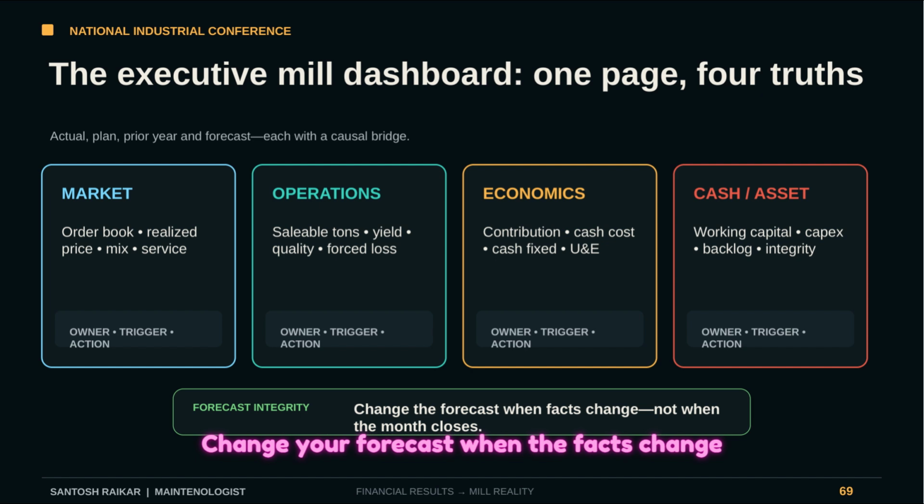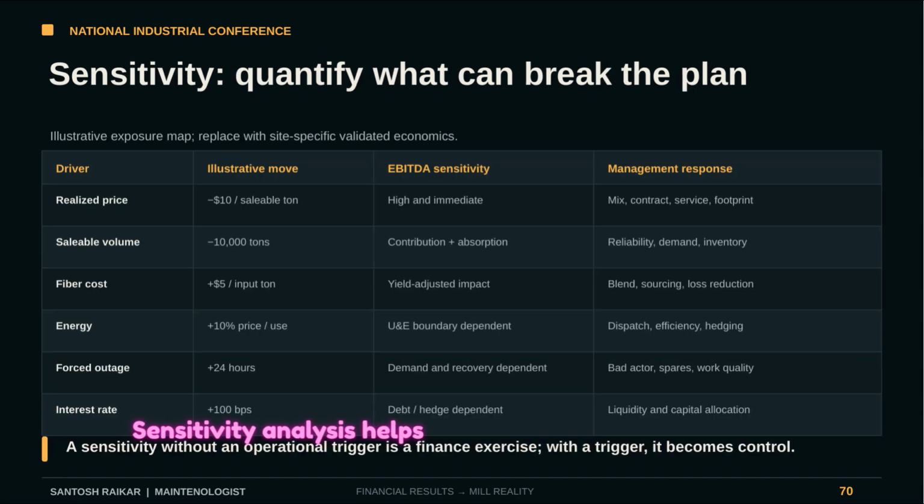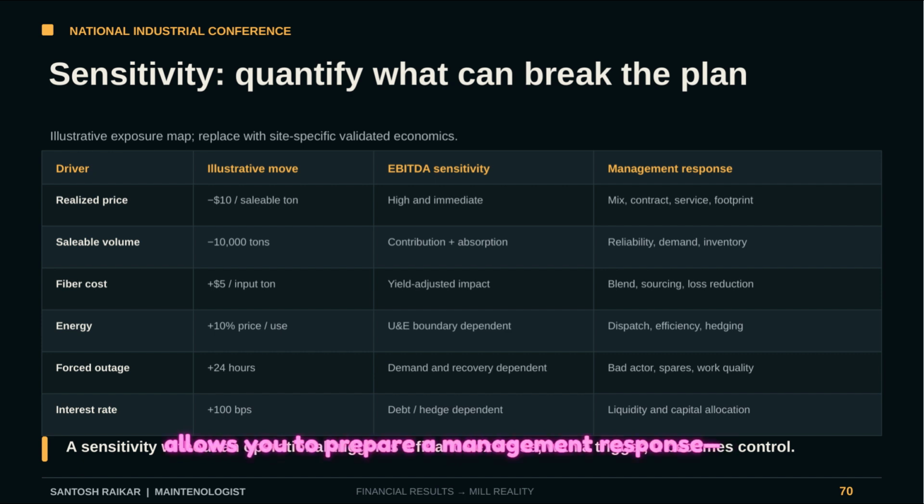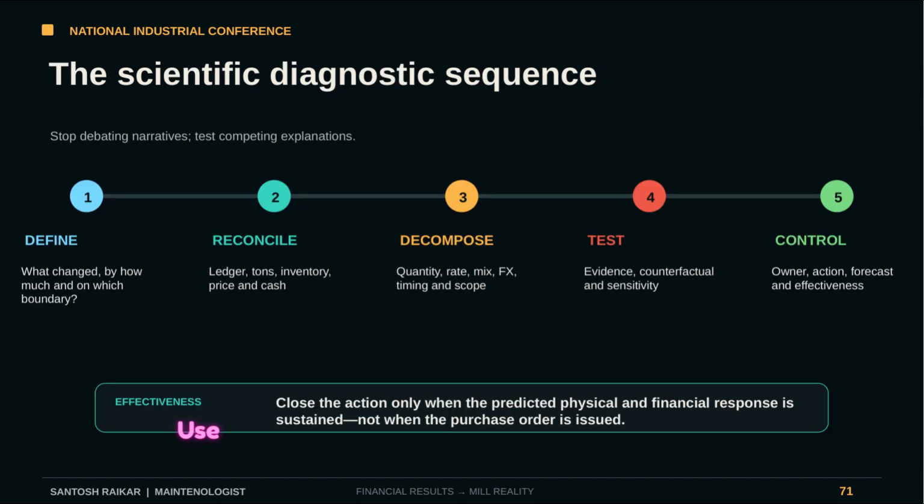Change your forecast when the facts change, not just at the end of the month. Sensitivity analysis helps you quantify what could break your plan. Knowing how a $10 drop in price affects EBITDA allows you to prepare a management response, like adjusting your product mix before the hit happens. Use a scientific diagnostic sequence.